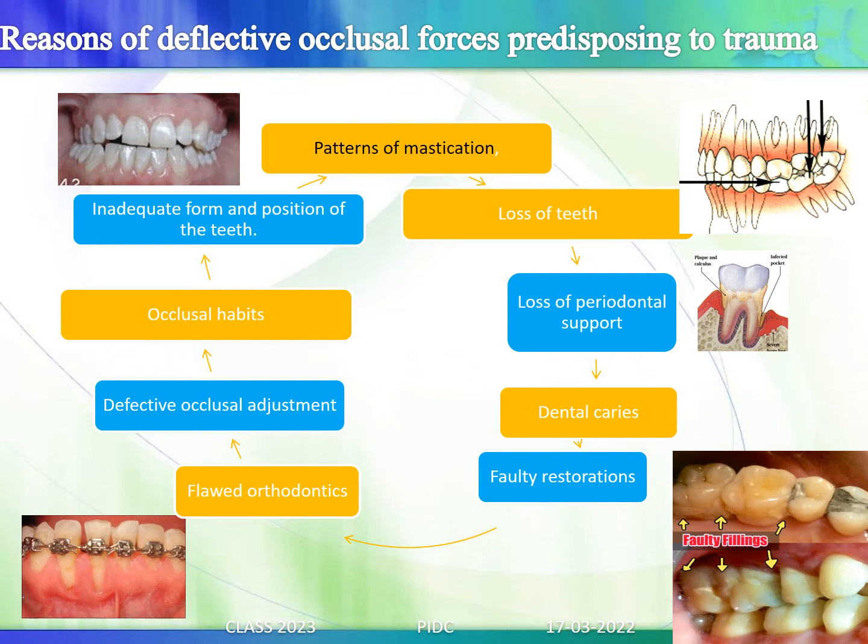Next, coming on to flawed orthodontics. So treatment of orthodontics has to be performed very carefully with proper intermittent forces and frequency and duration. Otherwise, it might result in gingival recession and bone loss. Deflective occlusal adjustments and occlusal habits such as clenching or any parafunctional habits could cause deflective occlusal forces. Inadequate form and position of teeth would also result in deflective occlusal forces.